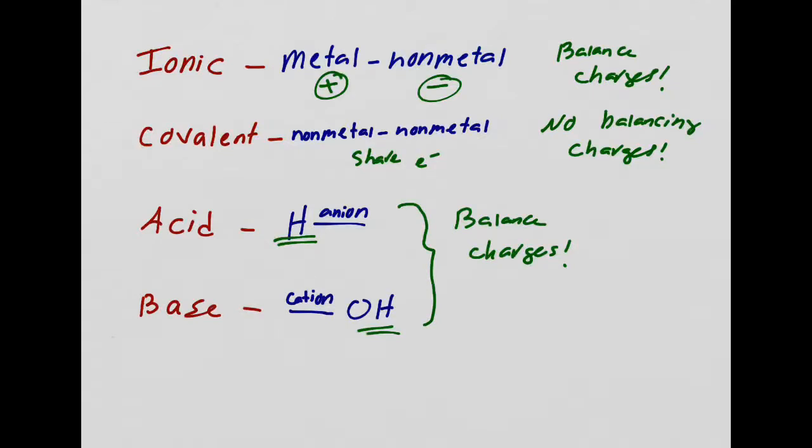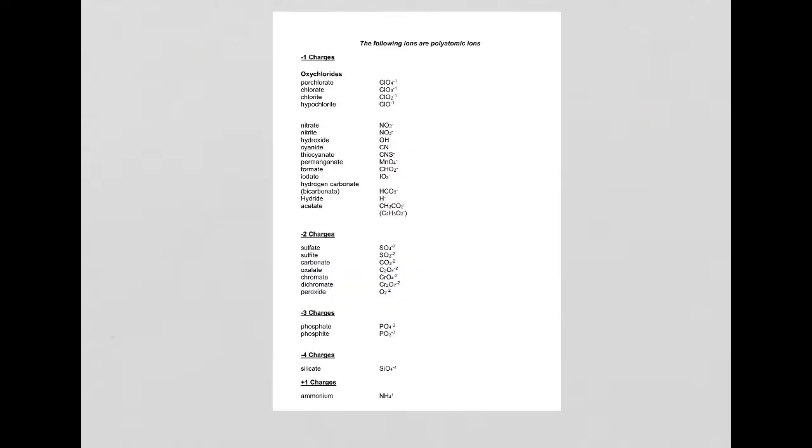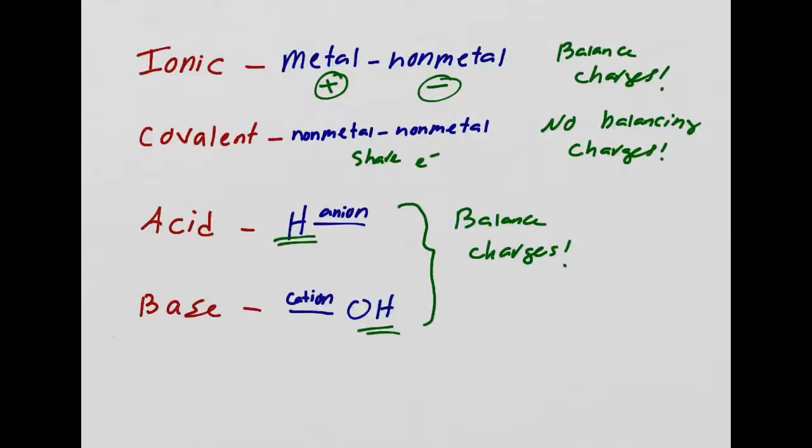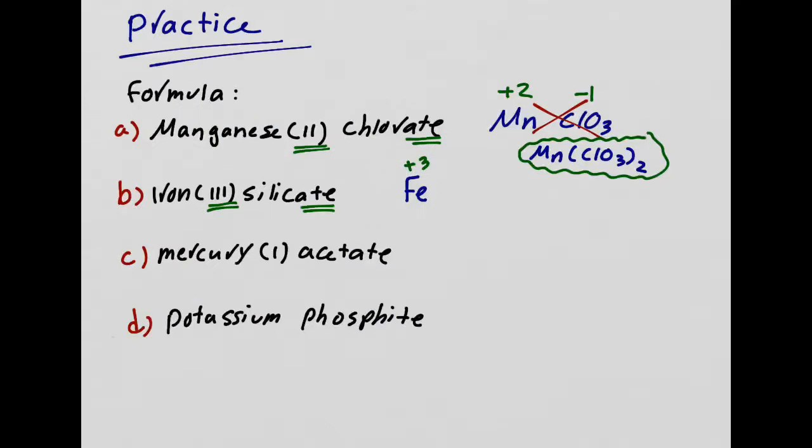Again, every time you see "ate" or "ide", what are you going to think about? You go, oh, it's probably a polyatomic ion. Let me come over here. This is silicate, SiO4, charge of -4. So I'm going to cross multiply the charges. If I cross multiply the charges, what I end up getting is Fe4(SiO4)3.